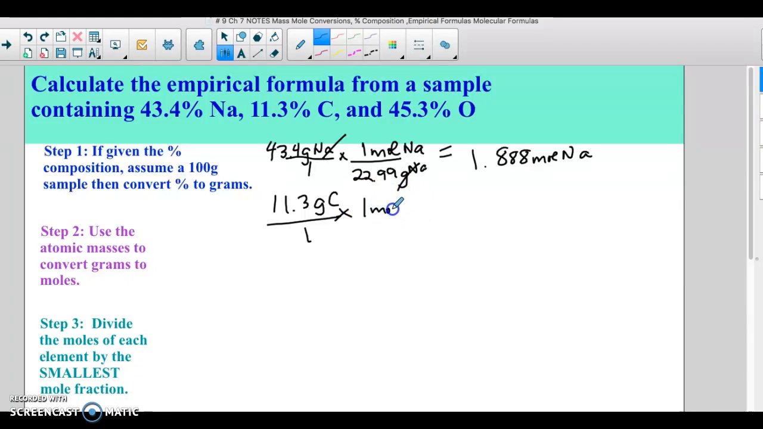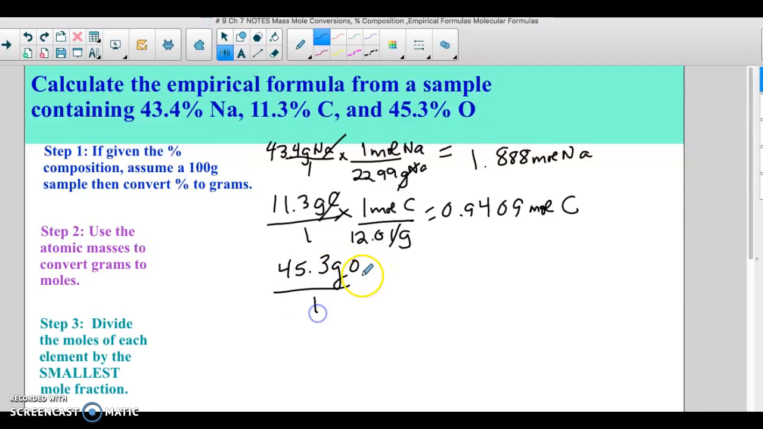Similarly, I'll do the carbon. 1 mole of carbon has a molar mass of 12.01, and then I'm going to get 0.9409 moles of carbon. When I do these mole calculations, it's good to go out quite a ways, because you'll see when you try to divide that, you'll have better luck if you take those out pretty far. So I am converting the oxygen now, and I'm going to get 2.831 moles of oxygen.